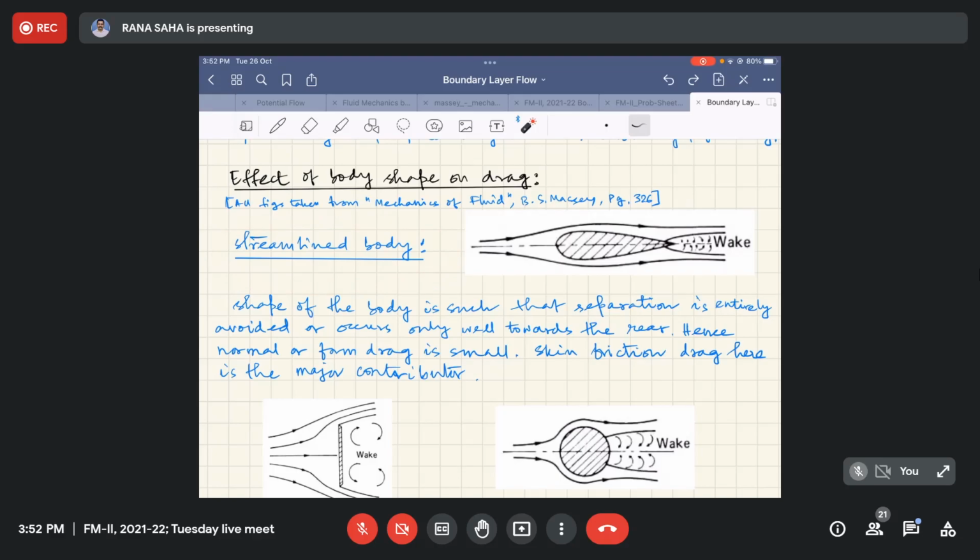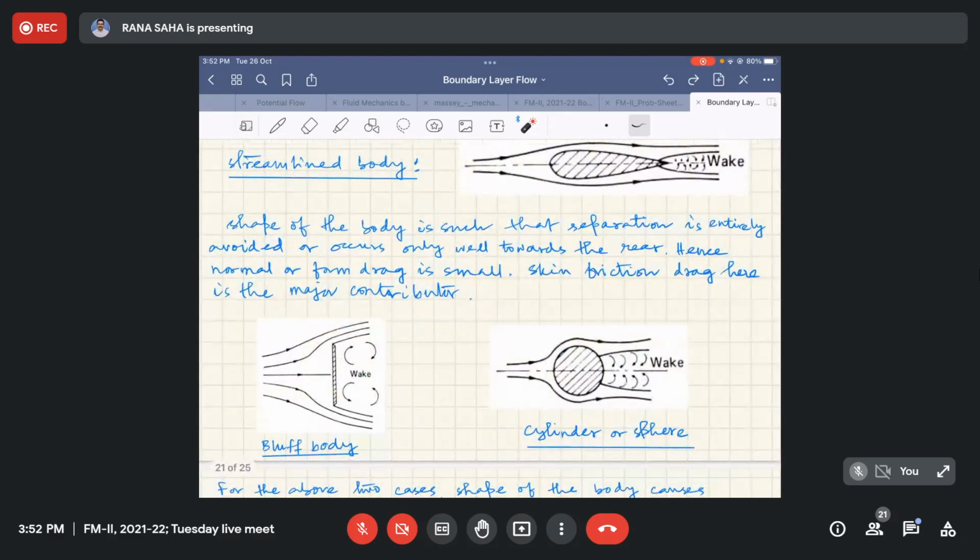So in case of a cylinder, typically, as you can see in the figure just below, the wake region is more, or the separation point is more towards the top point. Okay.